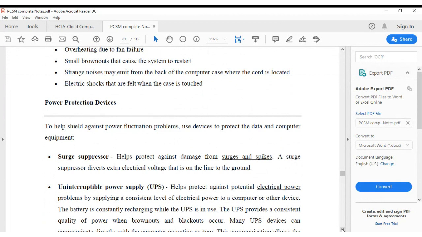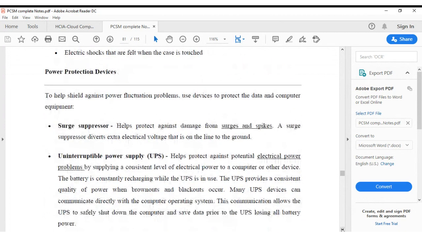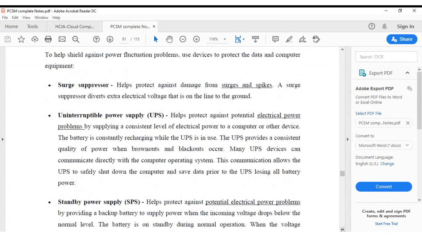Now, to help shield against power fluctuation problems, use devices to protect the data and computer equipment. Number one, you can use a surge suppressor. A surge suppressor, what does it do? It helps protect against damage from spikes and surges, the dramatic increase or decrease of power we have talked about, which can cause a power supply problem. A surge suppressor diverts extra electrical voltage that is on the line to the ground.